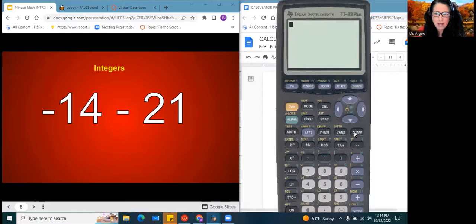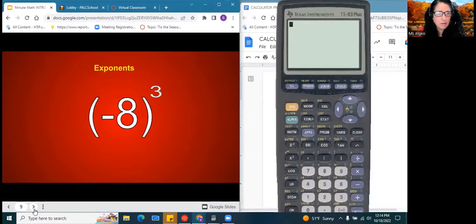All right, let's clear that and go to the next one. Okay, I'm going to use my parentheses here. I'm going to put a negative 8, close the parentheses. Now I'm going to cube this. This is saying negative 8 times negative 8 times negative 8, negative 8 3 times. I'm going to raise to the third power and enter. So that's use of exponents.